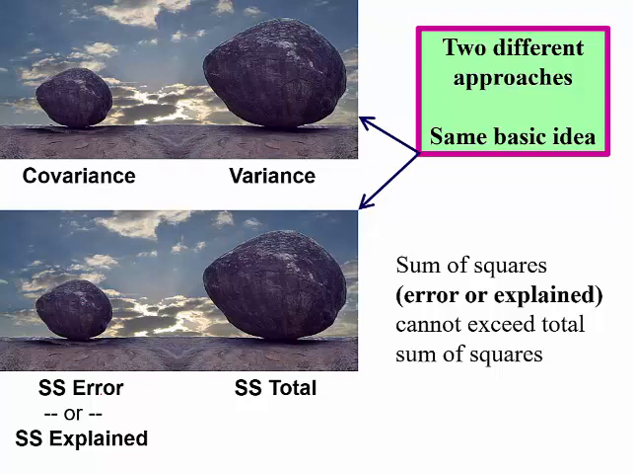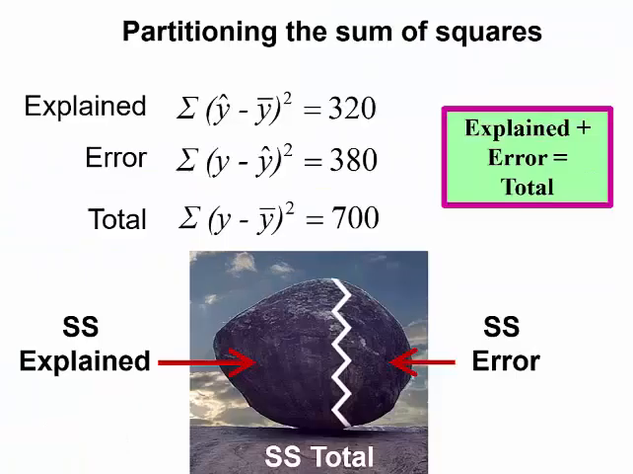The error is 0 when you have a perfect positive relationship, and it equals your total when you have a 0 relationship, when there's no correlation. Your explained variance equals 0 when you have a lack of relationship. When there's a 0 correlation, when there's no relationship, your explained variance equals 0. And when you have a perfect positive relationship, your explained variance equals your total sums of squares.